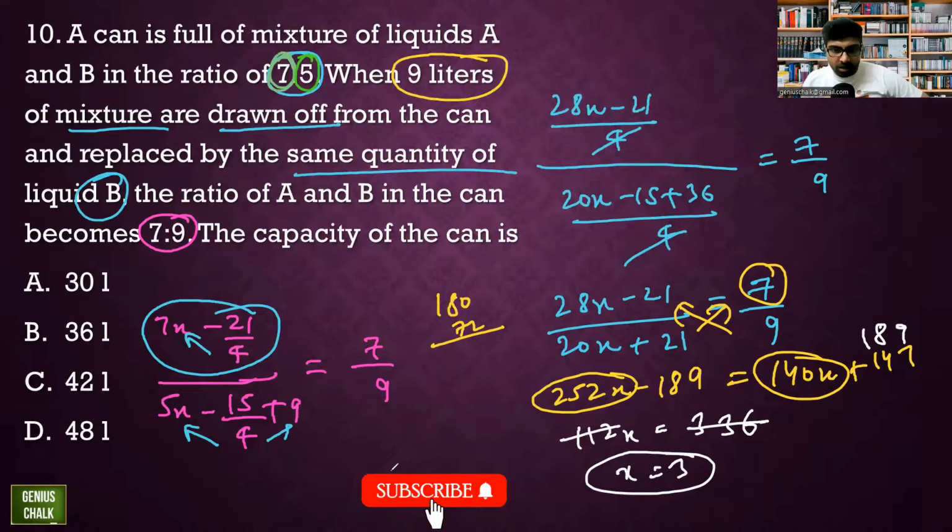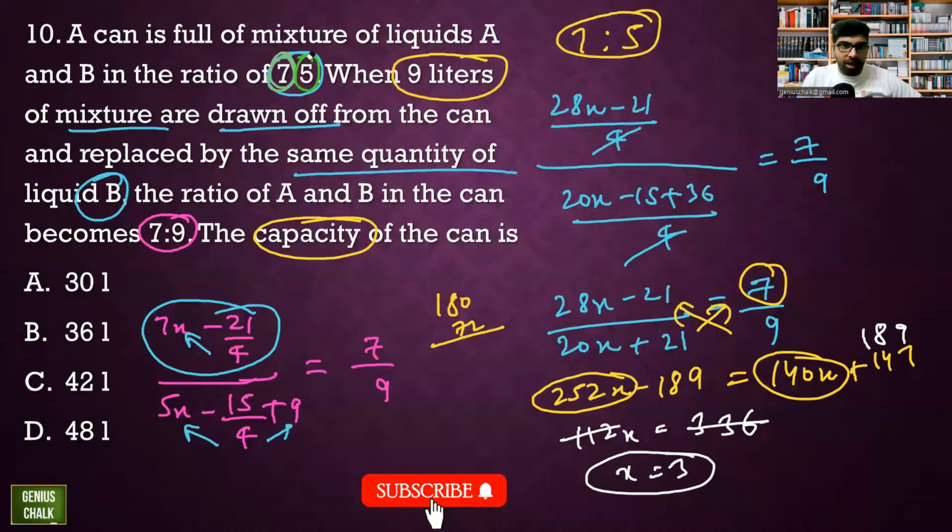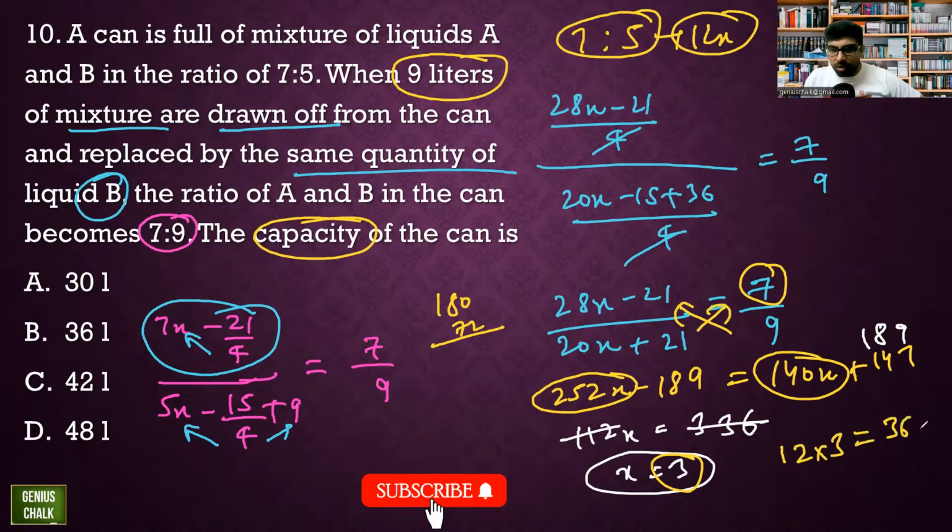Afterwards it was asking us what is the value of the capacity of the can initially. So you know that the capacity of the can was in ratio 7:5. Remember, this is the ratio where we have taken this as 7x and 5x. So total was 12 into x. So x we have got 3. So the answer of the question has to be 12 into 3, 36 liters. That is option B. So this is the theoretical or basic method of understanding this question.